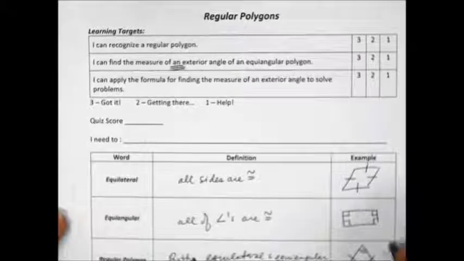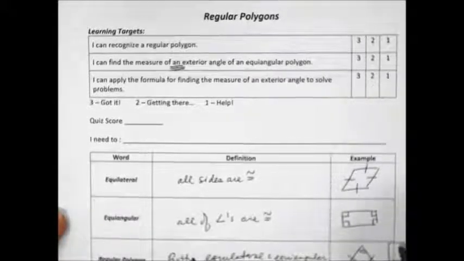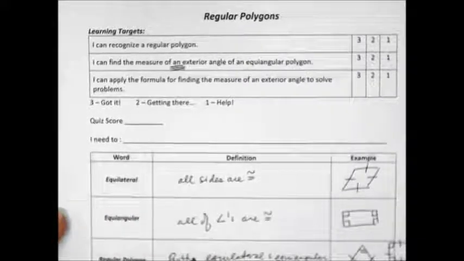You could also think of a square as a regular polygon because all the sides are congruent and all the angles are congruent. Oops, I'm off the screen there. Sorry about that. All right, so equilateral sides, equiangular angles, regular polygon would be both. So an equilateral triangle is an example and a square is another example.